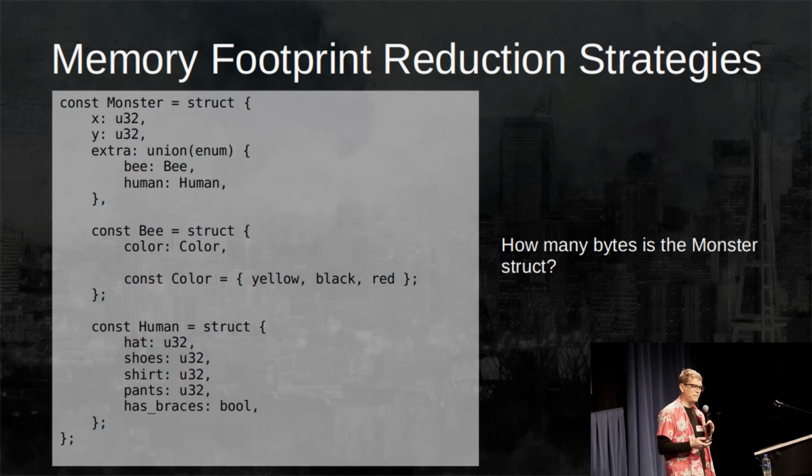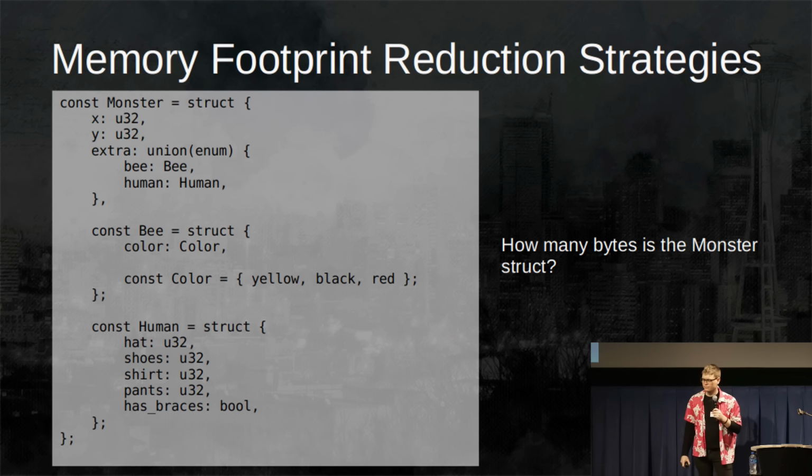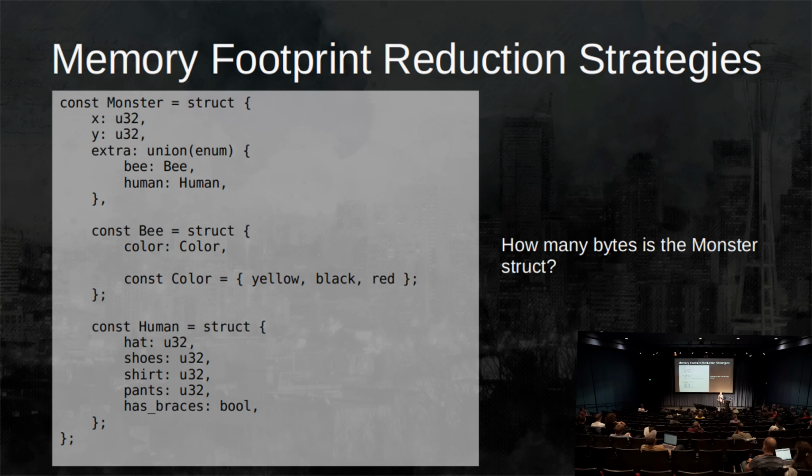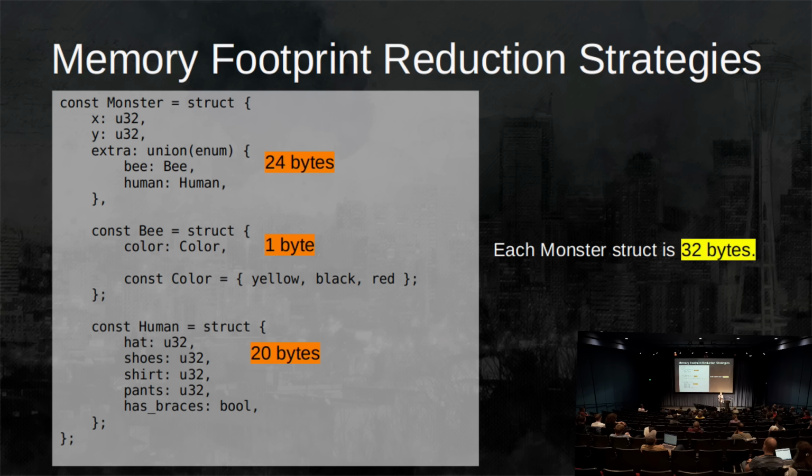I'm going to give you 15 seconds to shout out how many bytes this struct is. We got 28. Any other guesses? I'll tell you that's not it. You might be forgetting that the union is tagged. I heard a 32. Okay, that's right.